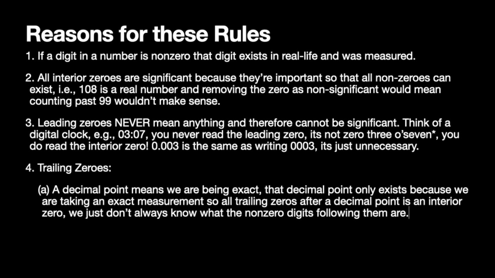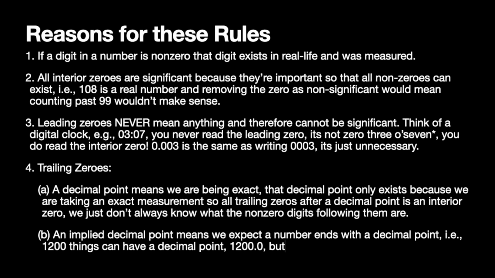4. A decimal point means we are being exact. That decimal point only exists because we are taking an exact measurement, so all trailing zeros after a decimal point are like an interior zero. We just don't always know what the non-zero digits following them are. An implied decimal point means we expect a number ends with a decimal point, i.e., 1,200 things can have a decimal point, 1,200 decimal 0, but 1.2 times 10 to the 3 is better.